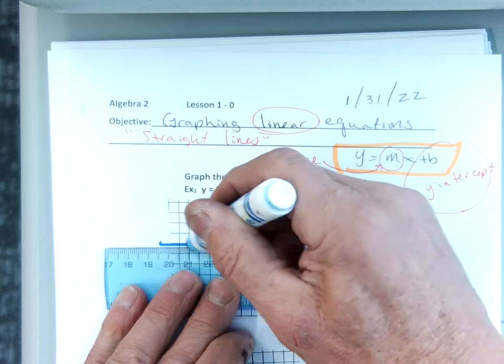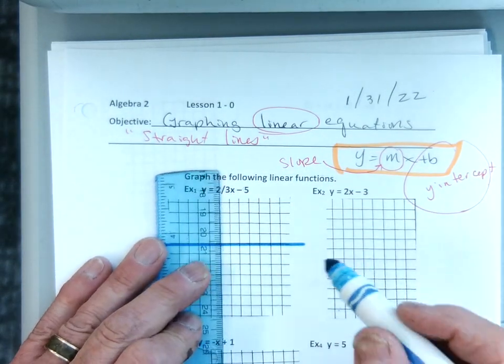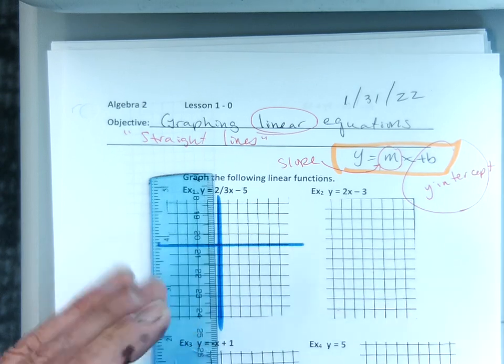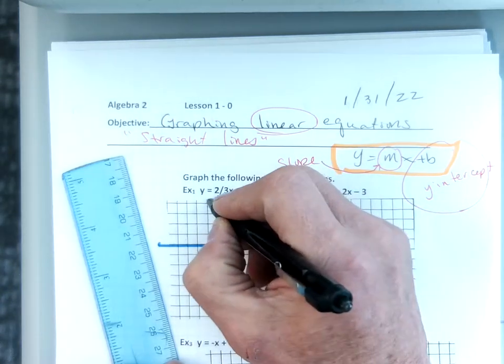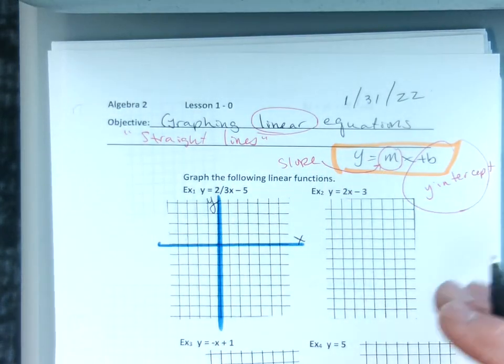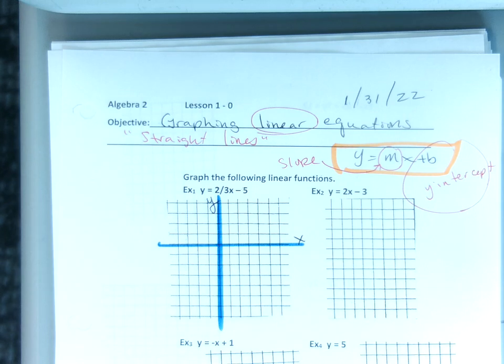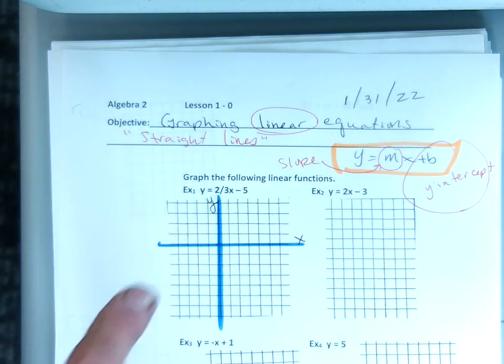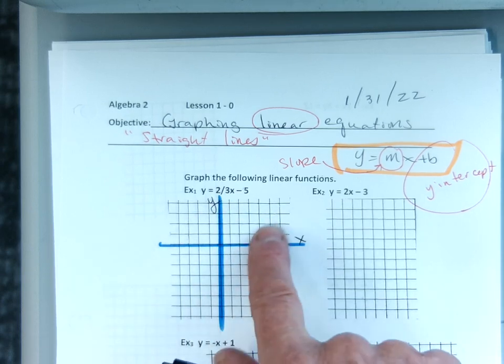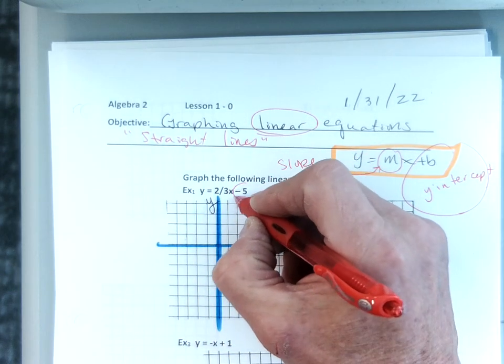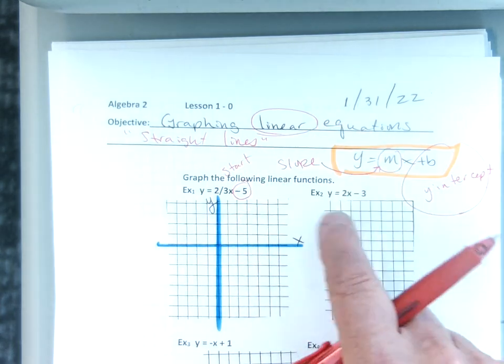So I'm going to draw my x-axis, and I'm going to draw my y-axis. And I'm going to draw a line. Every line is different, but every line has a name. I'll say it again. Every line is different, but every line has a name. This line that we're going to graph has a name. It's y equals 2/3 x minus 5. We're going to put this line on this graph by starting right there. That's our start. That's called my y-intercept.